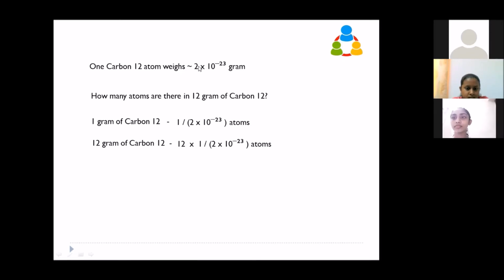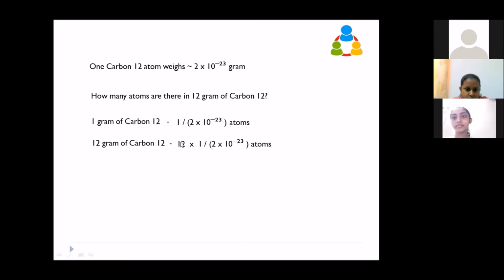That is the second method. This is the first method, this is the second method. He is telling how many of these pieces are there in 12 grams. This is also gram, this is also gram. So that means there are so many 2 into 10 raised to minus 23 pieces, so many atoms in 12 grams. How many are there? Divide this with this. That is the same thing, 12 by this. This division you can actually do straight up, right?